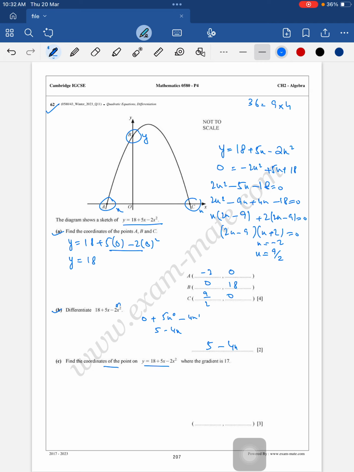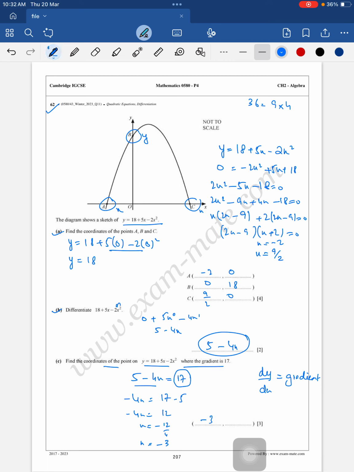Find the coordinates of the point on the curve when the gradient is 17. Basically, gradient is the differential as well. We have found the differential over here. So 5 minus 4x and gradient, which is 17. dy upon dx is equal to gradient. So dy upon dx is 5 minus 4x, which is equal to gradient, that is 17. So minus 4x is equal to 17 minus 5, minus 4x is equal to 12, x is equal to minus 12 upon 4, minus 3. So the value of x is minus 3.